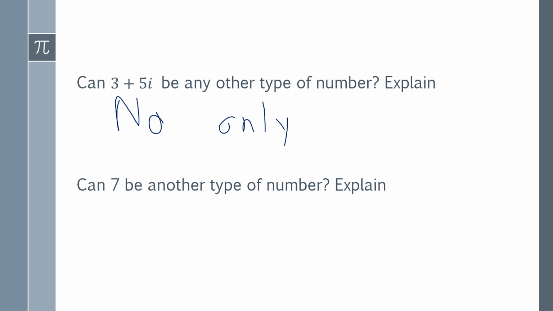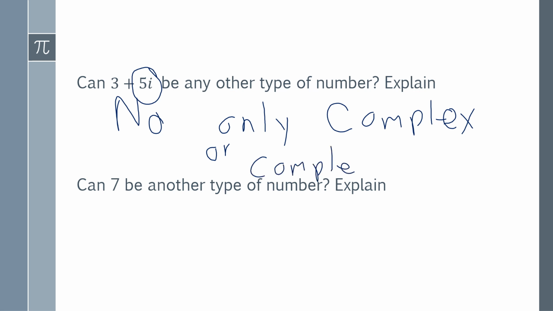You could say it's only complex because it can't be real, because it has an imaginary part. Any number that has an imaginary piece to it is complex. So you could say complex and imaginary, although those things are redundant, but it is both complex and imaginary. Keep that in mind. Those are just facts that you may need to be fully aware of for your ANET.